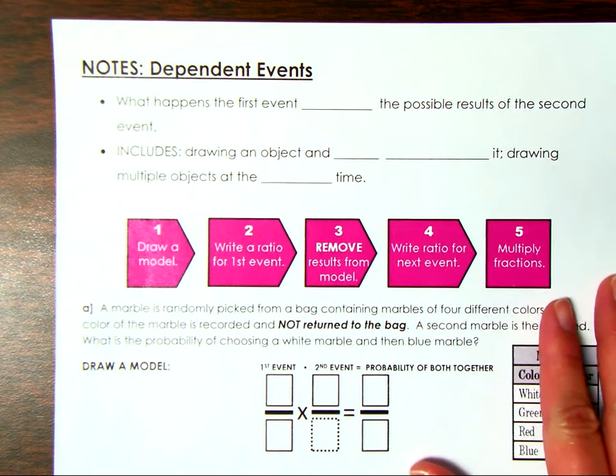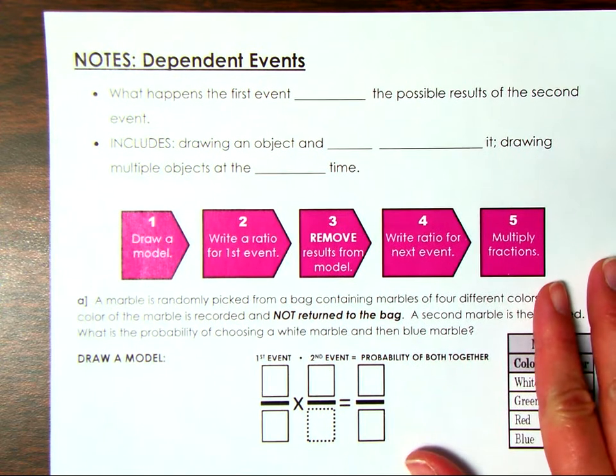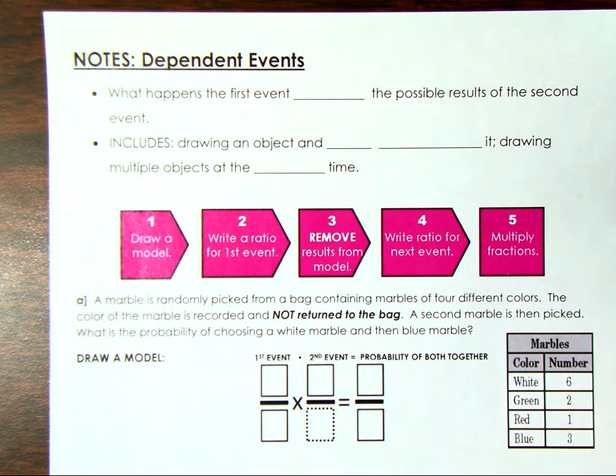Alright guys, welcome back. We're going to look at what we are going to call probability of dependent events. So we've already talked about probability of independent events, where one event does not directly affect the other. So you've probably guessed it that dependent is going to have an effect. So let's look at that.